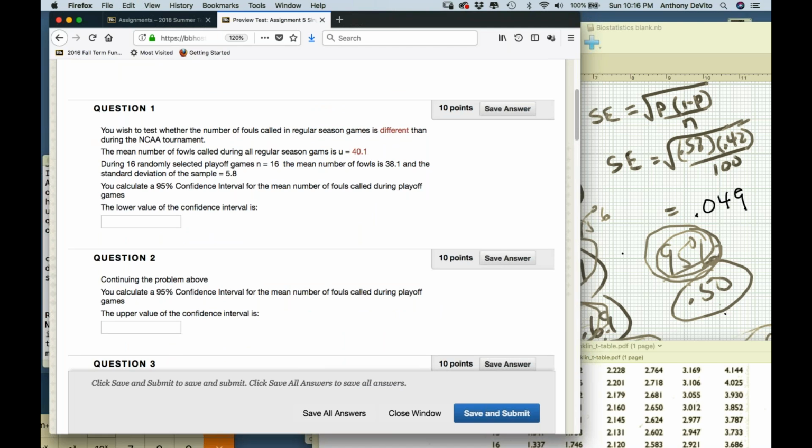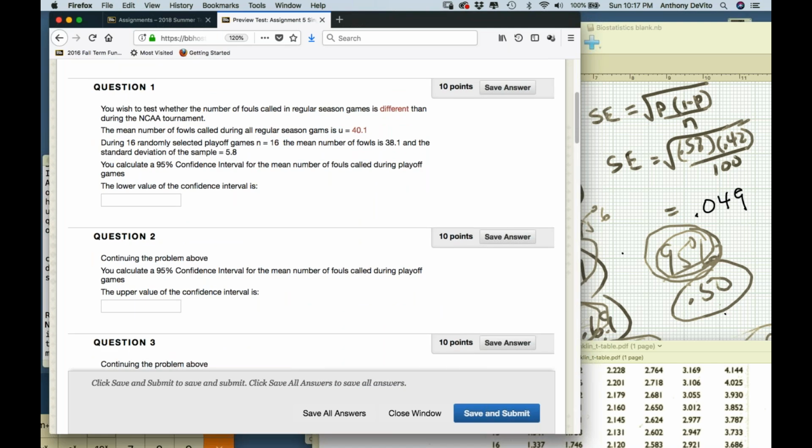Let's go back here. You want to test whether the number of fouls called in regular season games is different than during the NCAA tournament. You happen to know, because somebody keeps statistics on this, that the mean number of fouls called during all regular season games is 40.1. You know that because somebody tabulated it for every game.